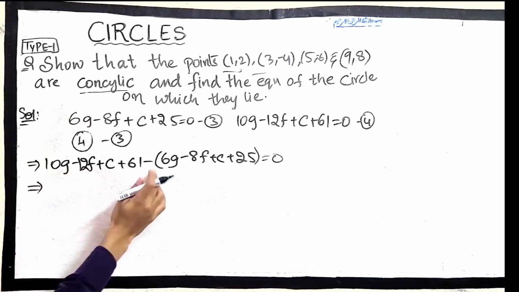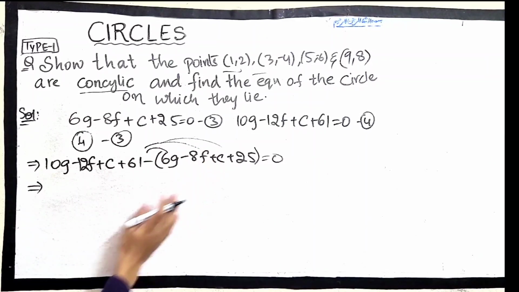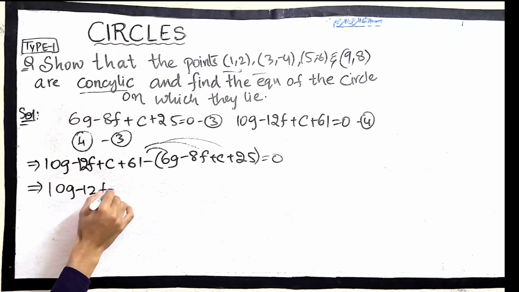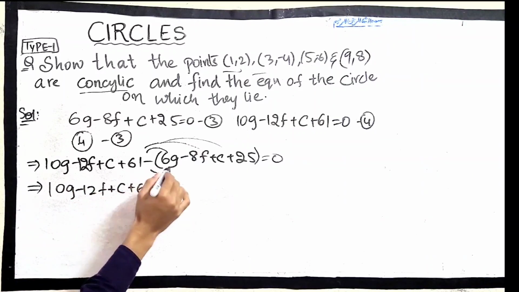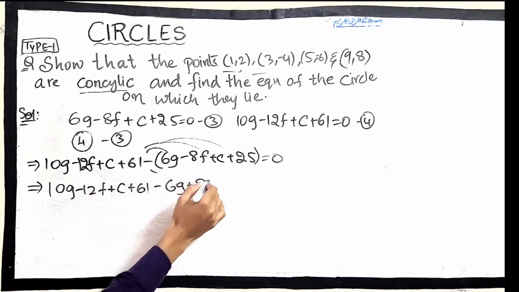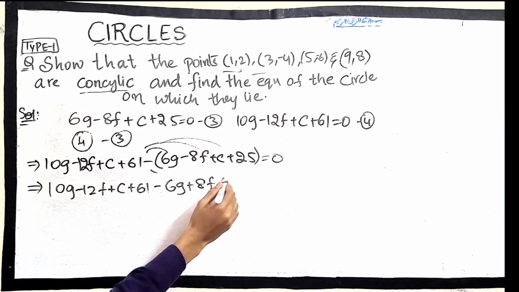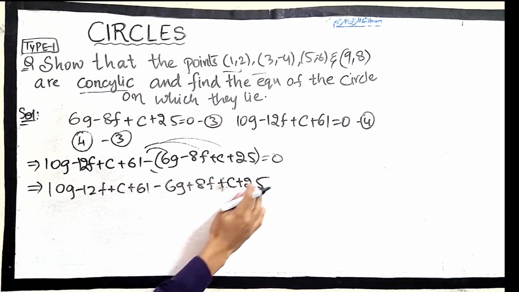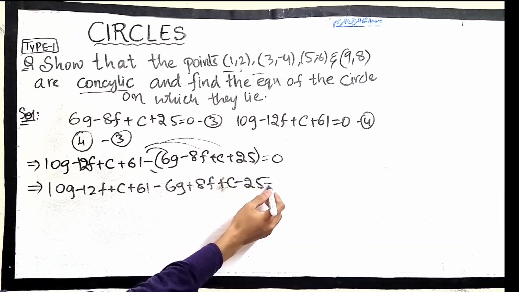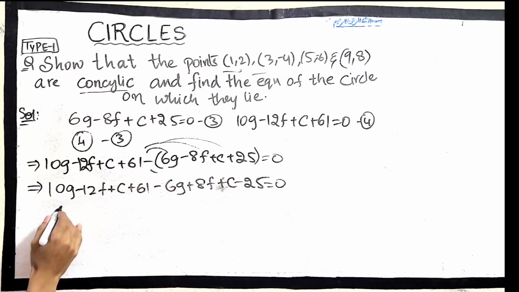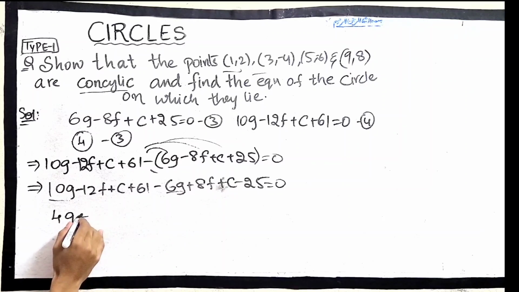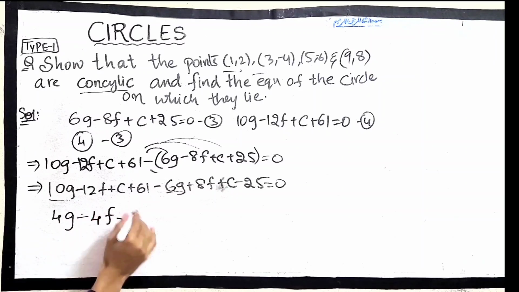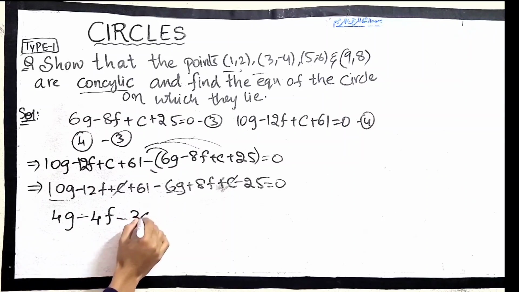And now, multiply with the minus terms. 10g minus 12f plus c plus 61, plus into minus will be minus 6g, minus of minus will be plus 8f, plus into minus will be minus c, minus 25, which is equal to 0 here. So what is 10g minus 6g, which is 4g, minus 12f plus 8f, so it will be minus 4f, and plus c and minus c get cancelled here. So what is again 61 minus 25, which is 36, which is equal to 0.